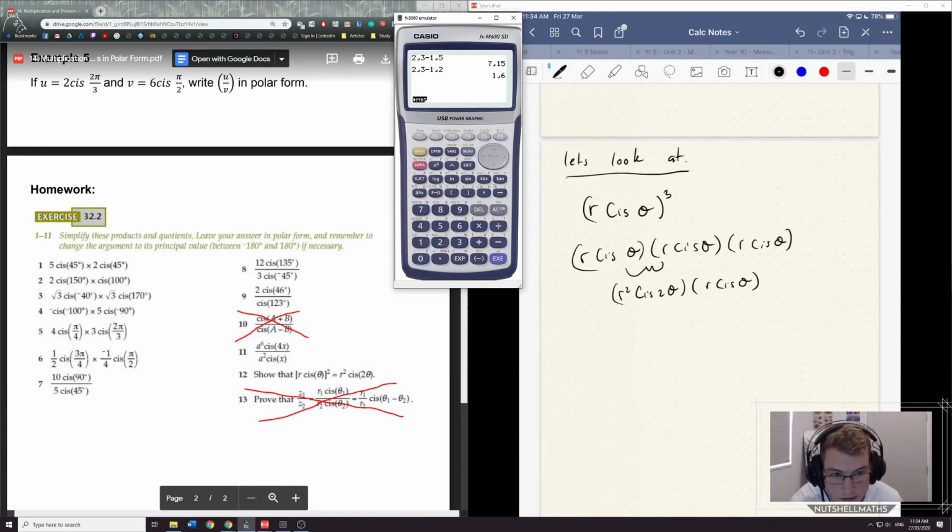And it's just going to be the same rule, isn't it? We're going to have r squared times r cis 2 theta plus another theta, which is going to be r to the 3 cis 3 theta. The power of r and the coefficient of theta is the power of the whole thing. Perfect. You are, Tina is officially de Moivre.